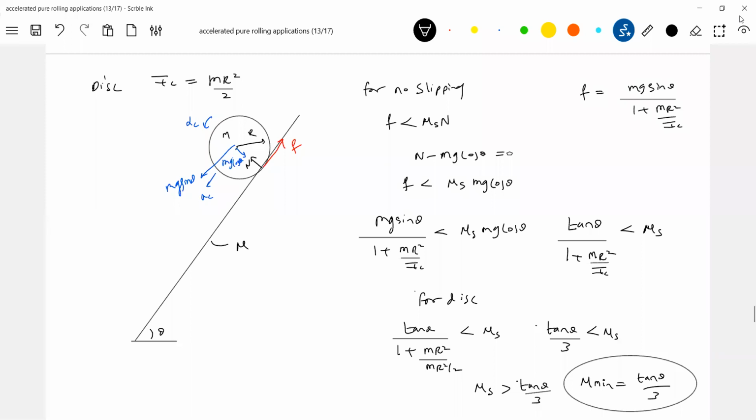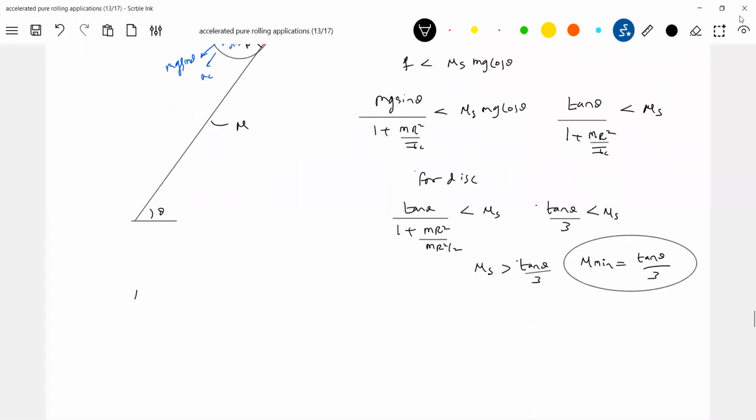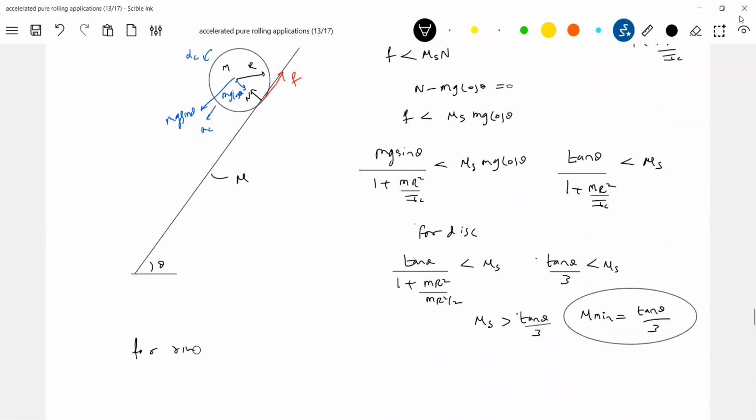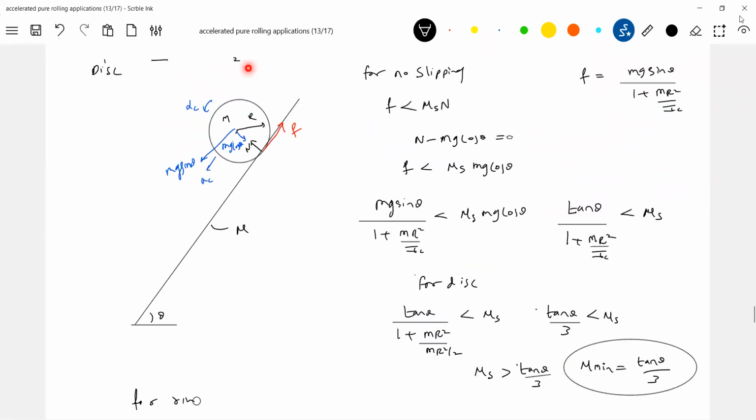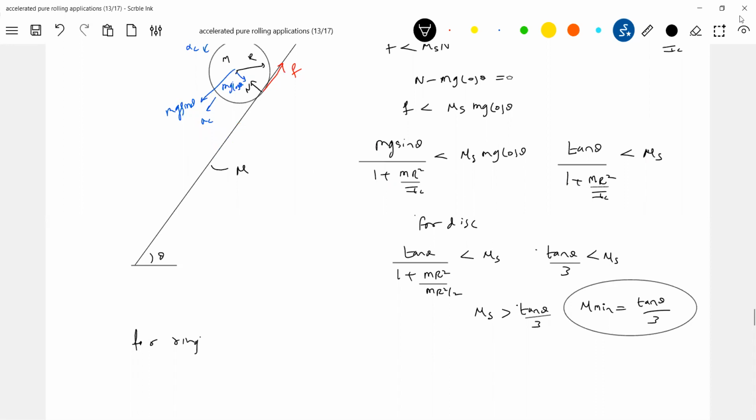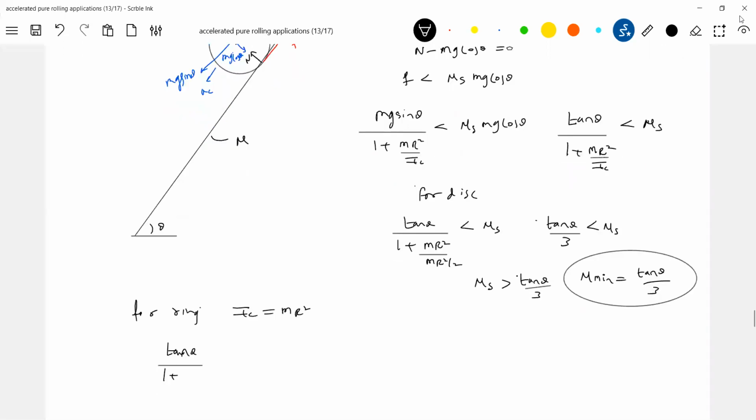Same thing, but instead of this, let it be a ring. For a ring, what conditions can you write? For a ring, what is IC? mr square by 2. So this will be tan theta into 1 plus mr square by mr square, which should be less than mu s. So therefore tan theta by 2 is less than mu s. So mu s must be greater than tan theta by 2.